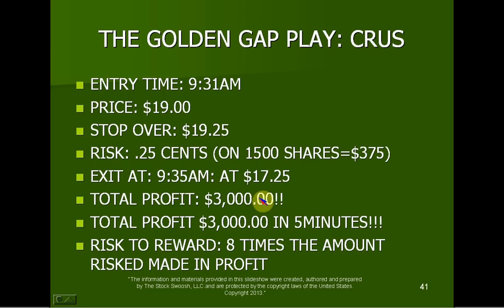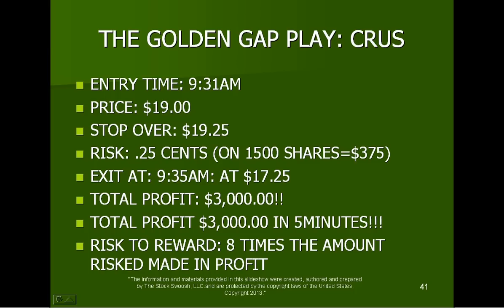Stop was over 19.25. The risk was 25 cents. For example, in 1,500 shares, you risk $375. Exit was at 9:35. This is not even the whole move, but it was the bulk of the move. At $17.25, total profit was $3,000. $3,000 in 5 minutes.